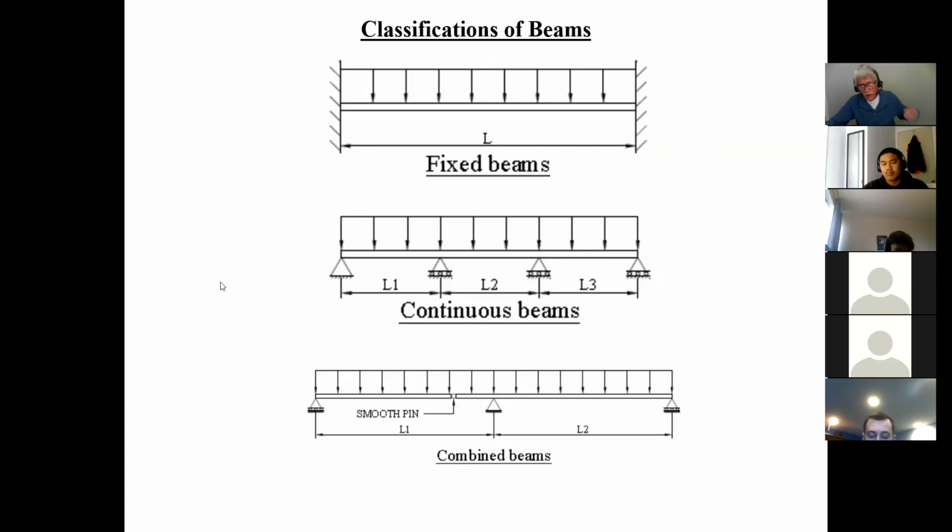A continuous beam means that you have a roller here, you have a pin there, you have a roller there, and you have a pin that connects this part of the beam with this part of the beam. So this is called a combined beam.